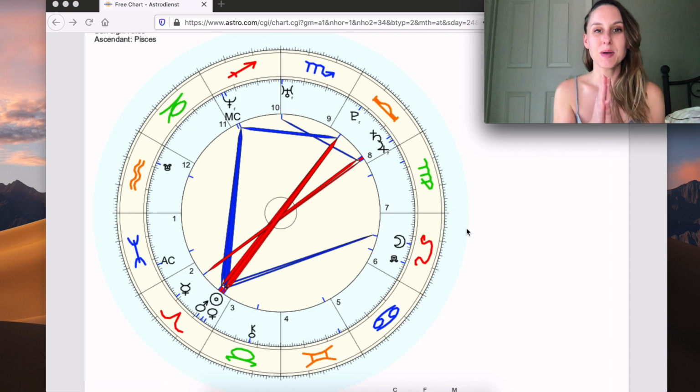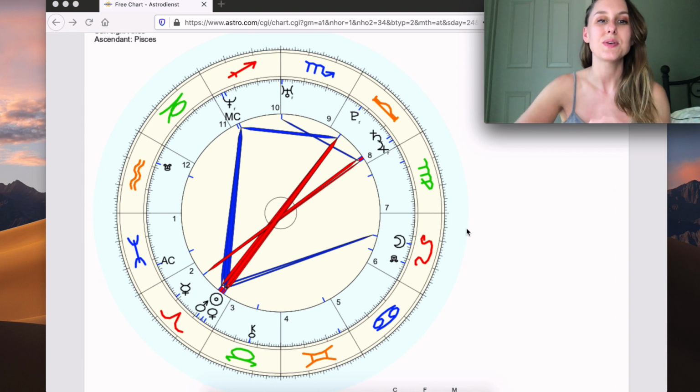Okay, so this is my Western chart in whole signs house system. So as you can see, things are very perfectly lined up. My whole first house is encompassed by Pisces, which is my rising in Western astrology.